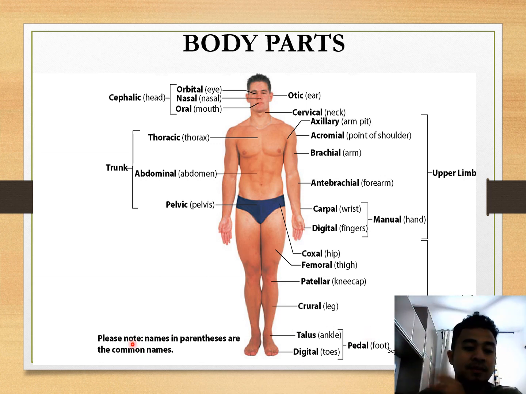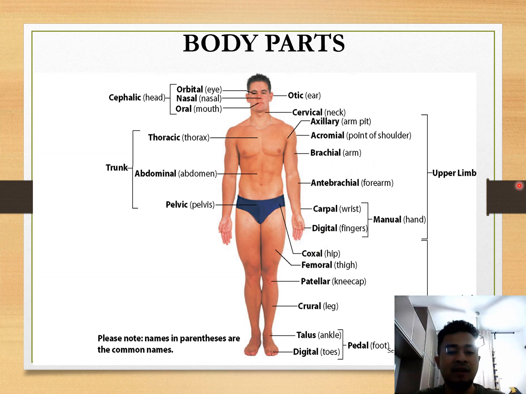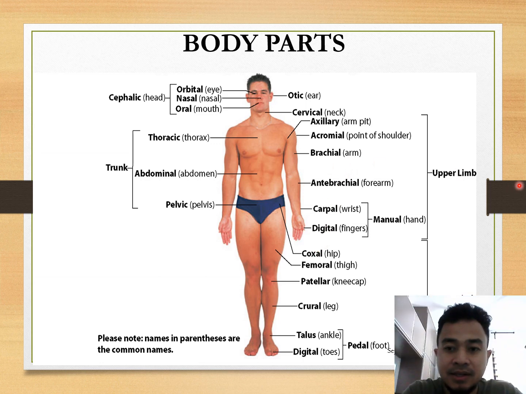Please note that the names in parentheses are the common names. You can say finger, wrist, and so on, but the official names we use are otic, cervical, axillary, acromial, brachial, and so on. The ones that are not in parentheses are the ones that you should follow.